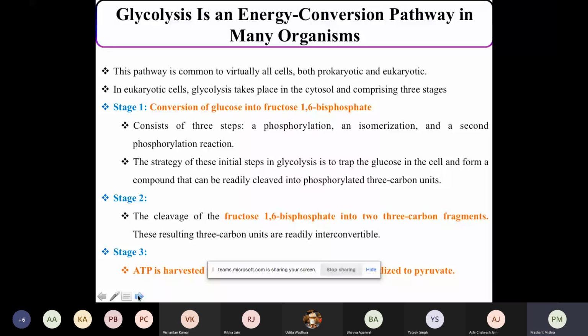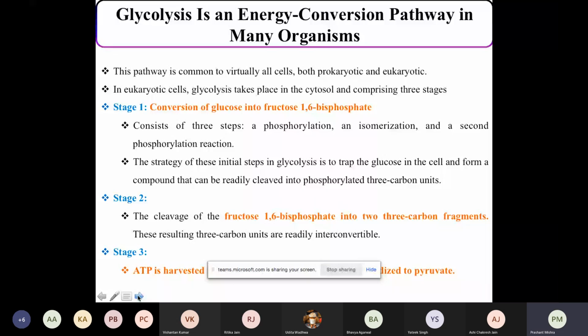In stage 1, a 6-carbon molecule is going to utilize 2 molecules of ATP. In stage 2, 1 6-carbon molecule is converted into 2 3-carbon compounds. And the last step is ATP harvesting. That means ATP is generated. And there are 2 steps where ATP is being produced.